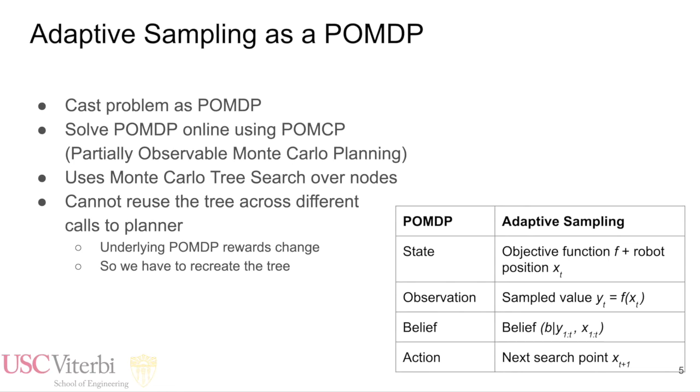We cast the adaptive sampling problem as a POMDP. The POMDP state is the objective function f that we maximize and the robot position x_t. Our observation is the value y_t we sample at position x_t. Our belief is the estimated underlying function f based on the observations sampled in this POMDP. Note that the robot state is deterministic. Our action is the next point to search, x_{t+1}.